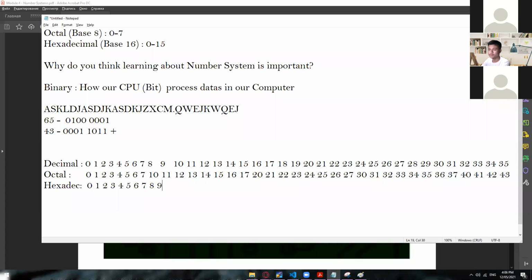There you go. Oops. Let me just align this one. So yeah, so 9 in, okay, let me just transfer this one.